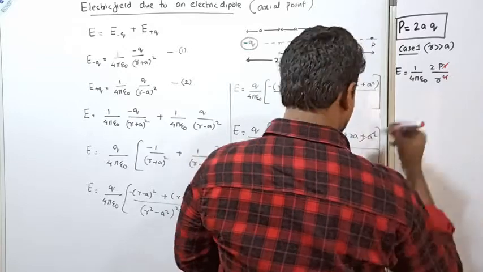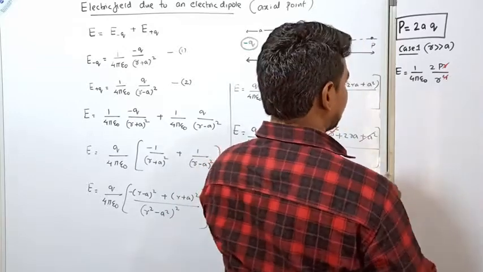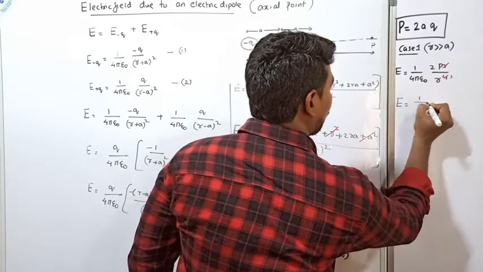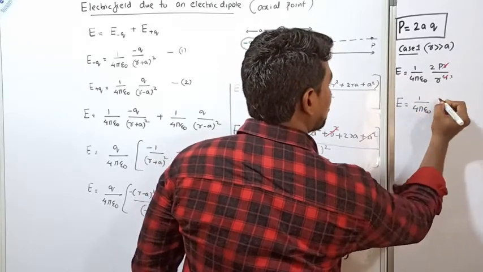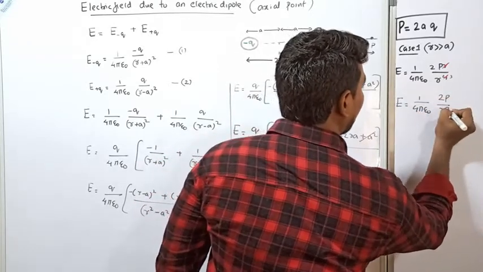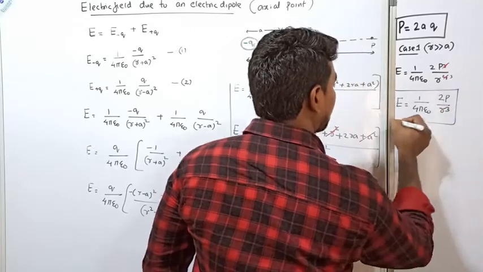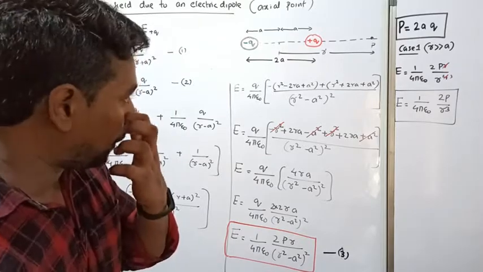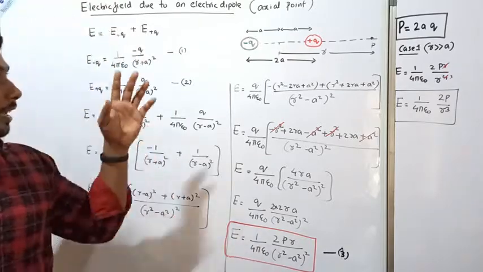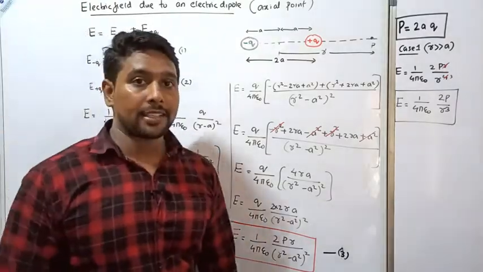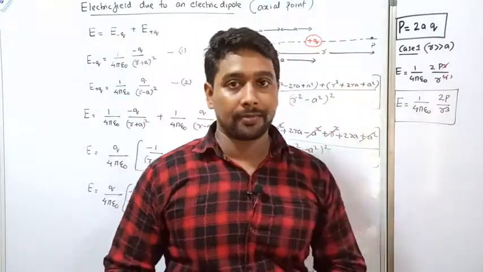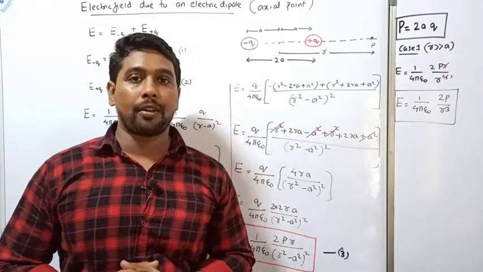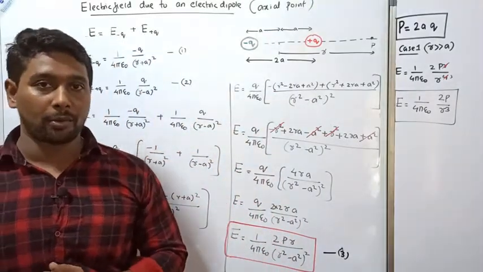That means it becomes r cube. That means electric field will be E is equal to 1 by 4 pi epsilon 0, 2p by r cube. This equation is also very, very important. So we have learned electric field due to an electric dipole at an axial point. In a similar way, we will learn electric field due to an electric dipole at an equatorial point also.